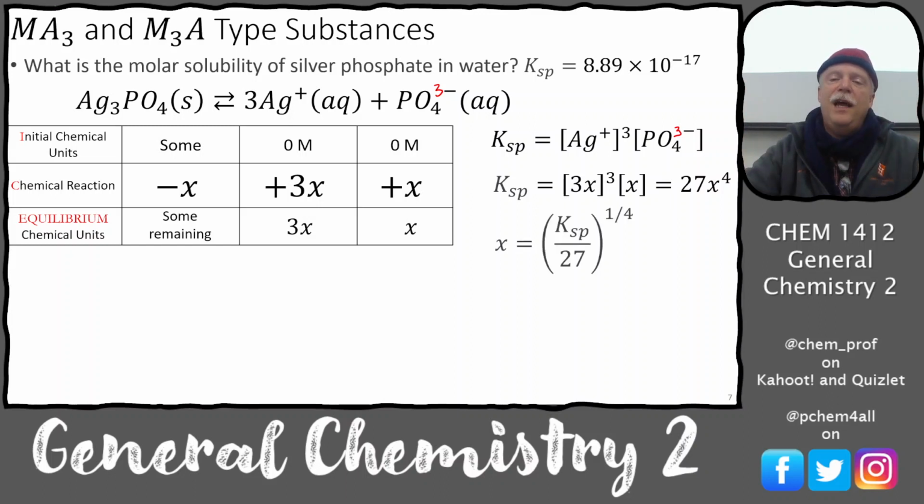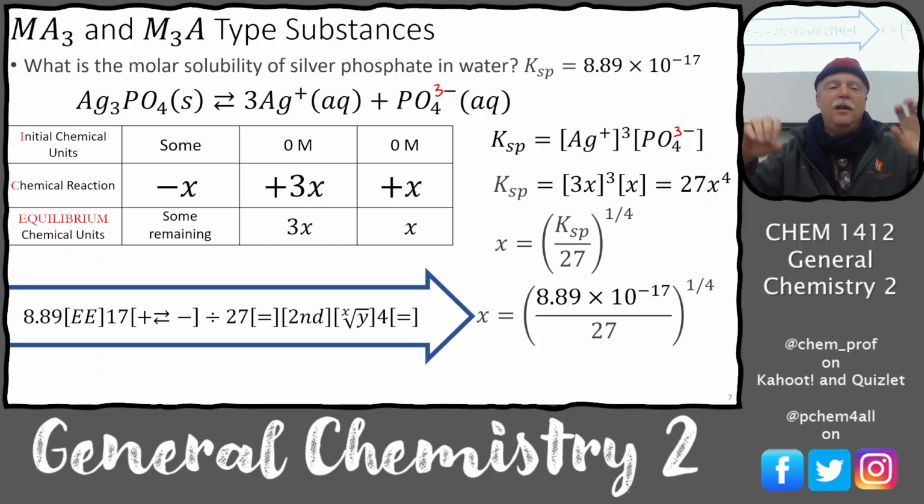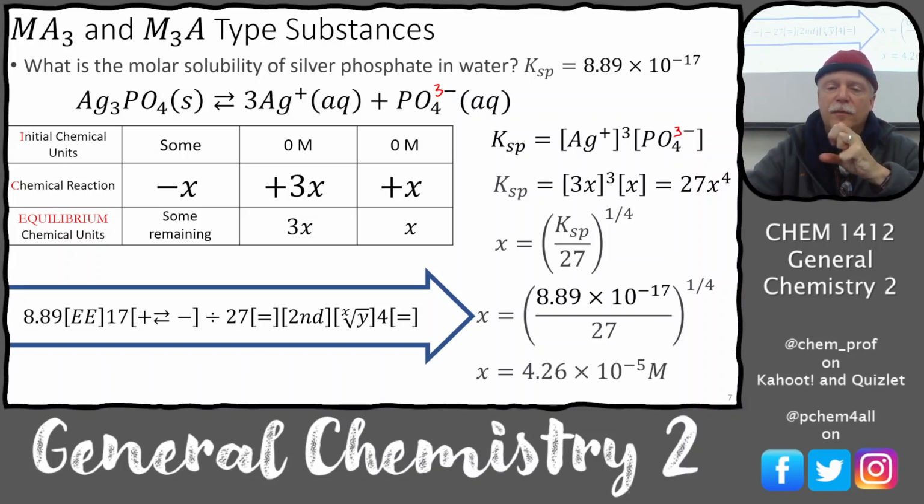So rearranging that, I have KSP divided by 27, to the 4th power. And so this is when we put KSP in there. This is the calculator: 8.89 double E, 17, change the sign. So that's the scientific notation. And then divide by 27, equals. So that gives me the fraction. Second function, the y to the x root, 4, since we're doing a 4th root, equals. And so then that gives me this number here, 4.26 times 10 to the minus 5.